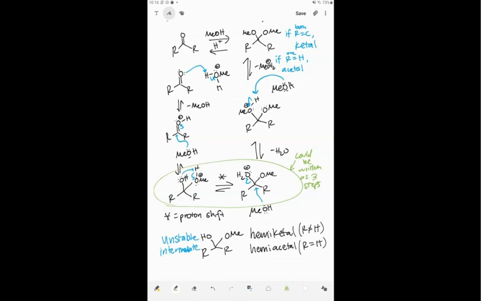So I am totally cool if you write this circled green part just like I did right here. Using this proton shift will save you two steps of writing them out. So save some time. You may see this fully written out sometimes, so you may see it that way.